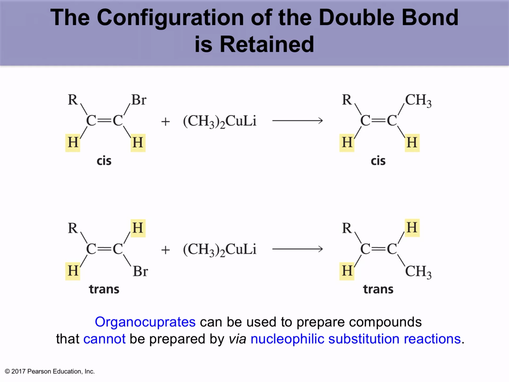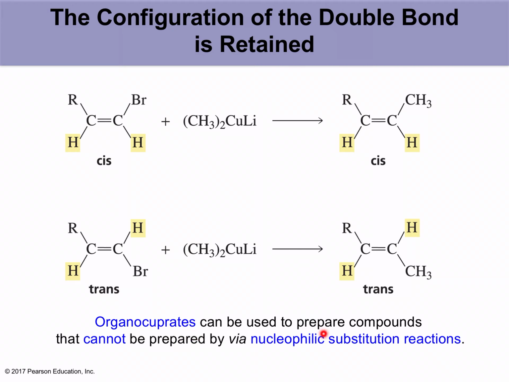And when we are doing this with cis and trans alkenes, the configuration of the double bond is retained. It doesn't change. So let's say this is a cis alkene, 2 hydrogens are on the same side. You react with organocuprates. Bromide is the halogen that is going to be replaced by the methyl group. So it will remain as cis and the methyl group will replace bromide. Same thing, you start with a trans alkene and here you have bromide as your halogen, and this will be replaced by the methyl group, giving the trans compound.